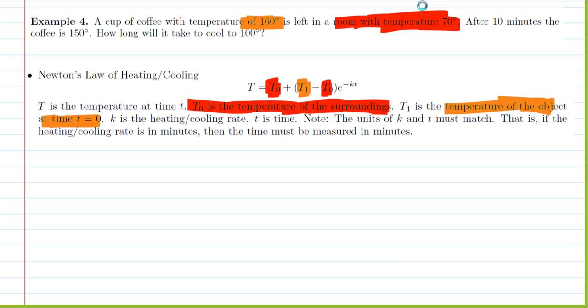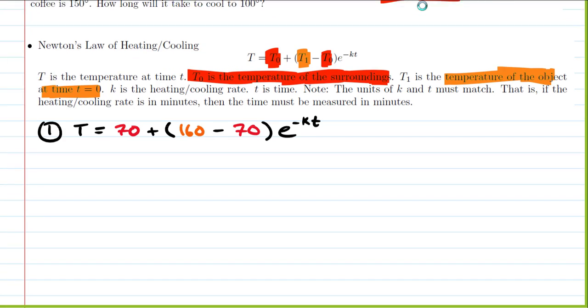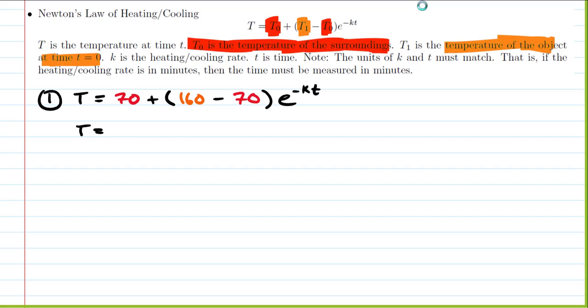So putting all of that into our equation, we get T equals, our T naught is 70 degrees, plus T1 minus T naught, so 160, take away 70, times e to the negative kt. We collect our like terms and simplify a bit, and we get 70 plus 90 e to the negative kt. So that's our model that we're going to use to resolve this problem.